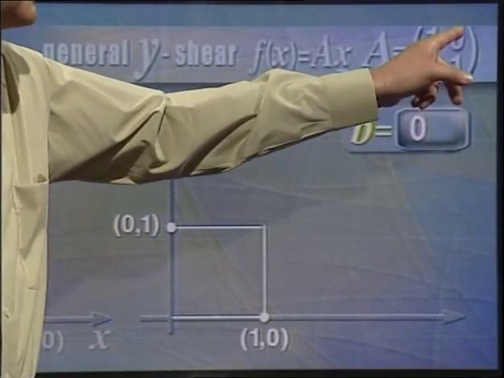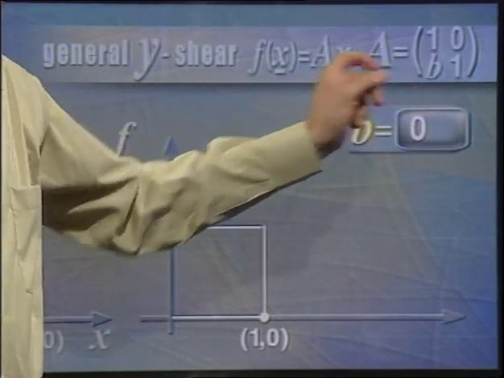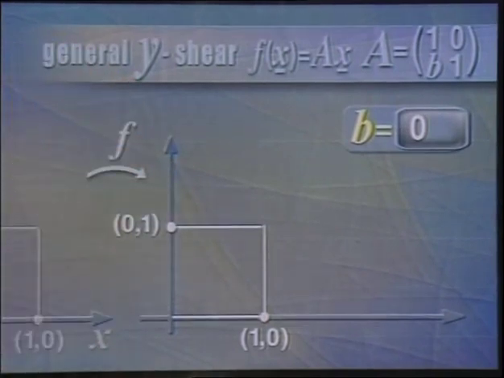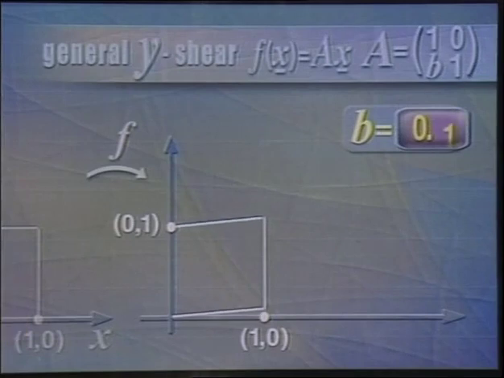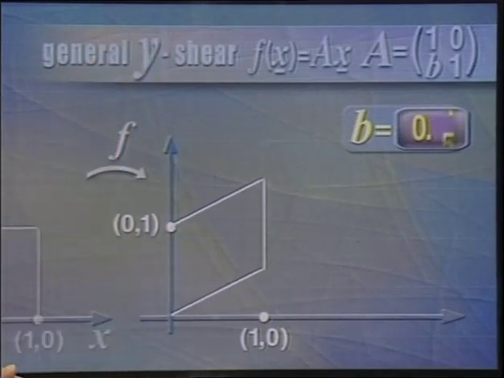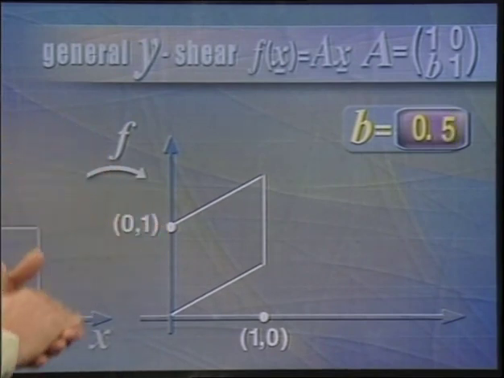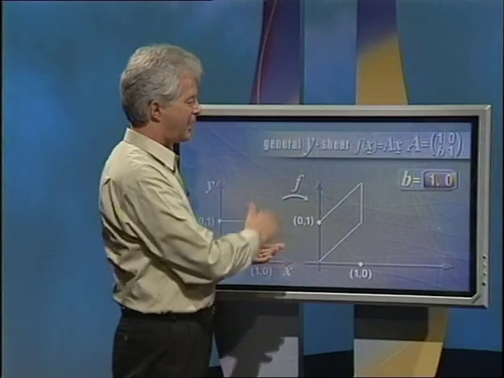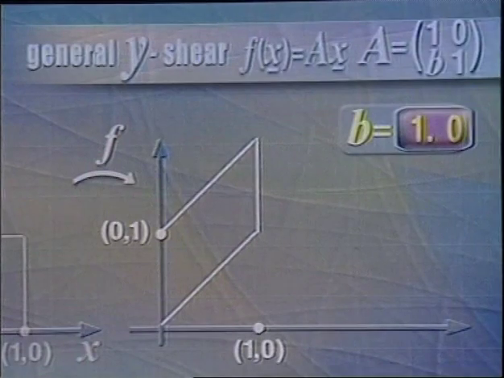And what about the Y shear? Well, this time the matrix will still have 1s along the diagonal, but 0 in the top right and the variable in the bottom left. Let's let the variable b now vary, and as b varies in this case, you can see that the pushing is in the direction of the y-axis. There it is at b equal to 0.5, and if we continue, it pushes further and further up, and that takes us as far as b equals 1.